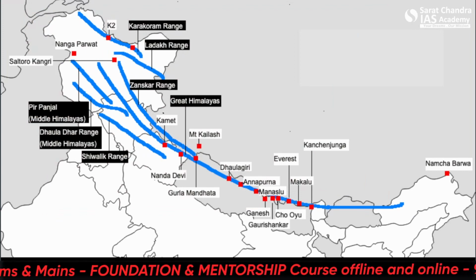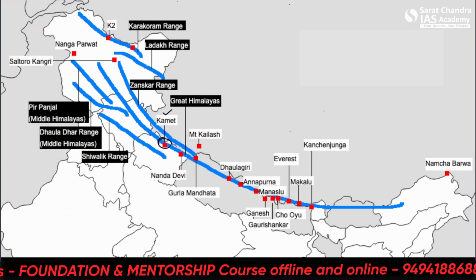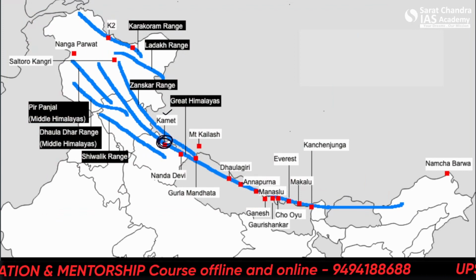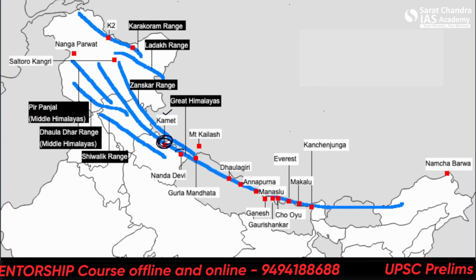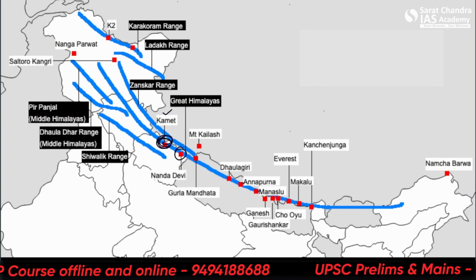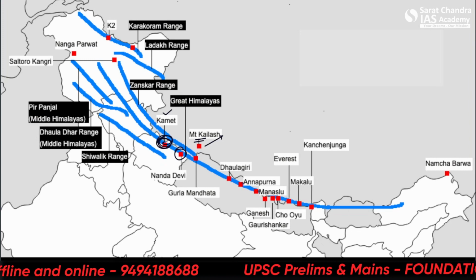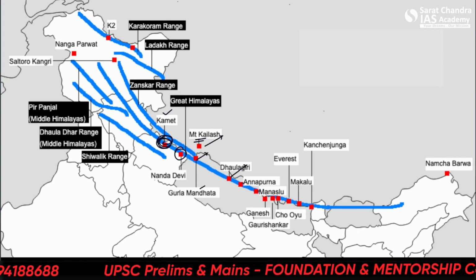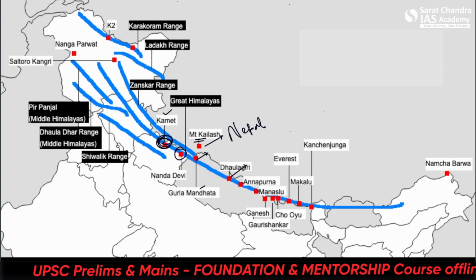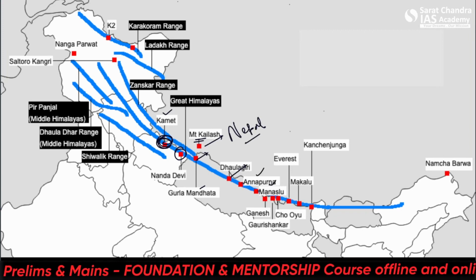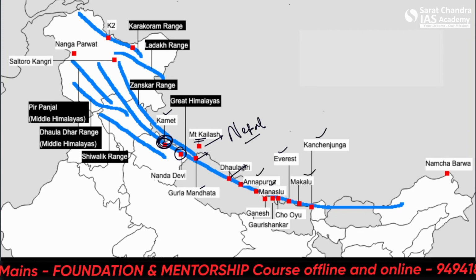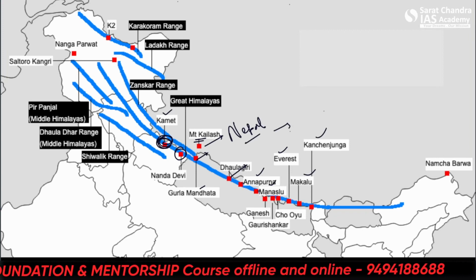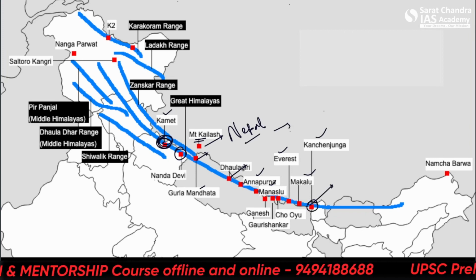So we can see Kamet here. Kamet we already talked about. It's one of the highest mountains. This is Nanda Devi, it's in Uttarakhand. Then there is Mount Kailash. Gurla Mandhata is near the Kali river. There's Dhaulagiri, it's in Nepal. Annapurna, Manaslu, Everest, Makalu and Kanchenjunga are all in Nepal. This is especially on the Nepal-Sikkim border. This is Sikkim here.